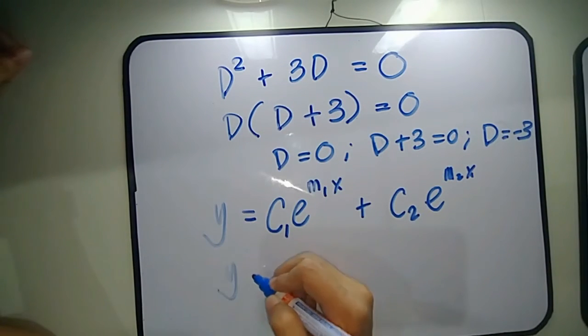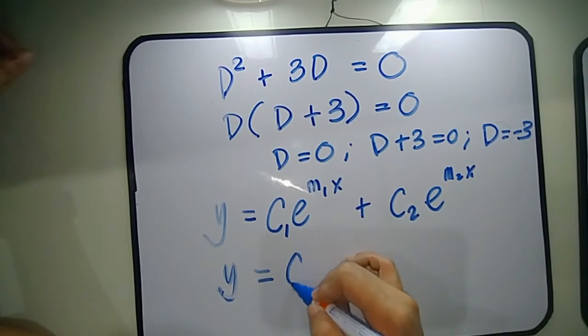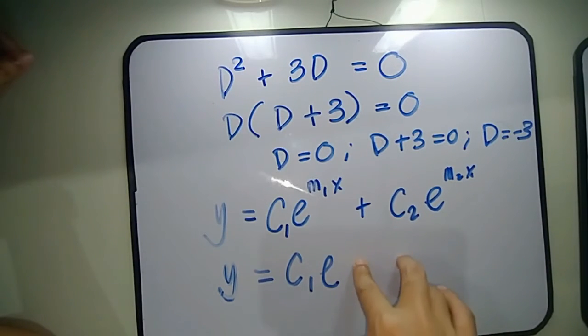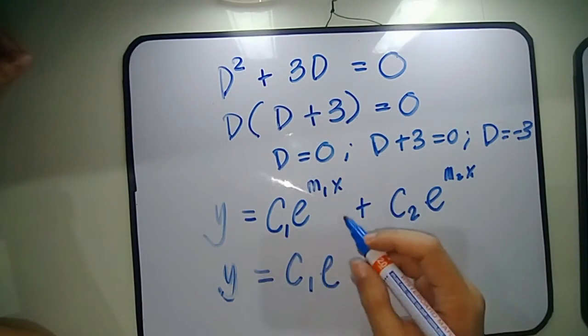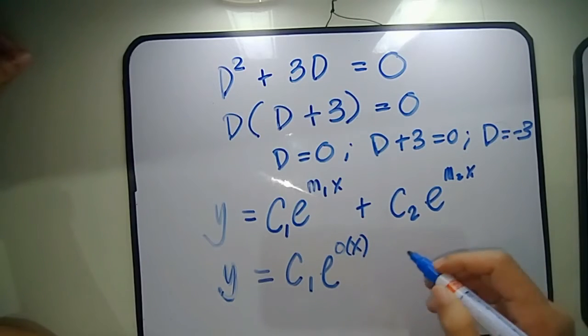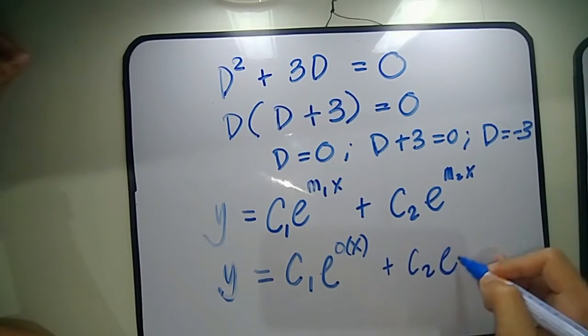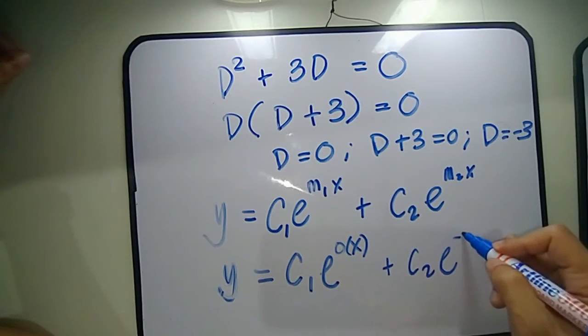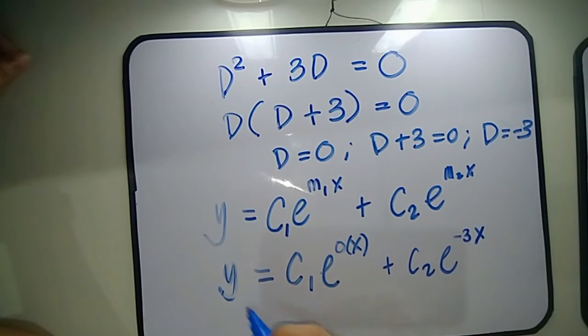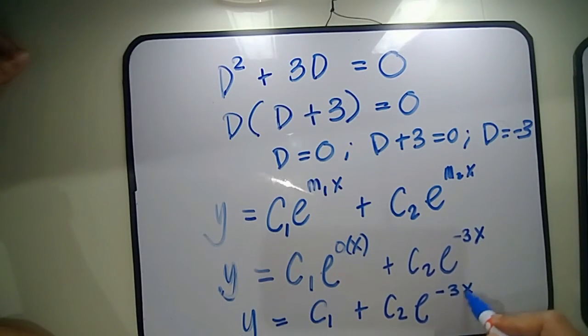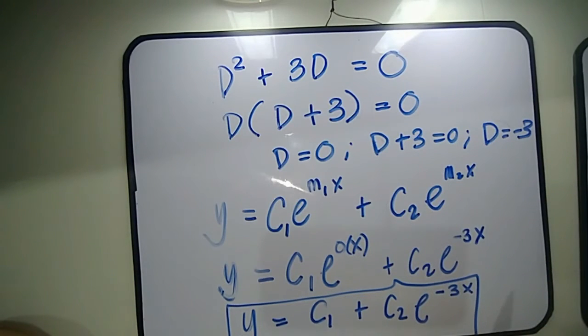So we have here y equals c1 e raised to m1, which is 0, so 0x, plus c2 e raised to m2, m2 is negative 3x. So let's simplify. So this is y equals c1 e raised to 0 times x. So this is e raised to 0, so 1 lang siya. So c1 plus c2 times e raised to negative 3x. So this is our general solution for this type of higher order differential equation.